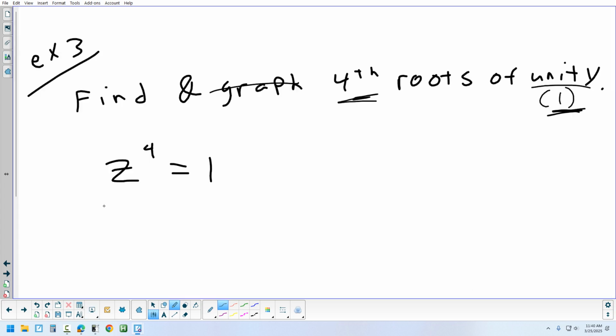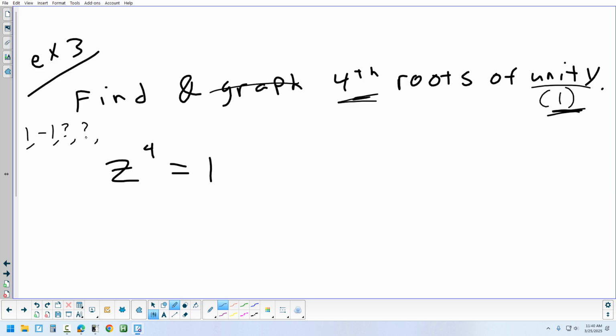Now, without even solving that, I think we know 2 numbers you could multiply by itself 4 times to get 1. What's something times itself 4 times that gives you 1? 1. 1 times 1 times 1 times 1. So 1 is an answer to this problem. And what other number times itself 4 times? Negative 1.